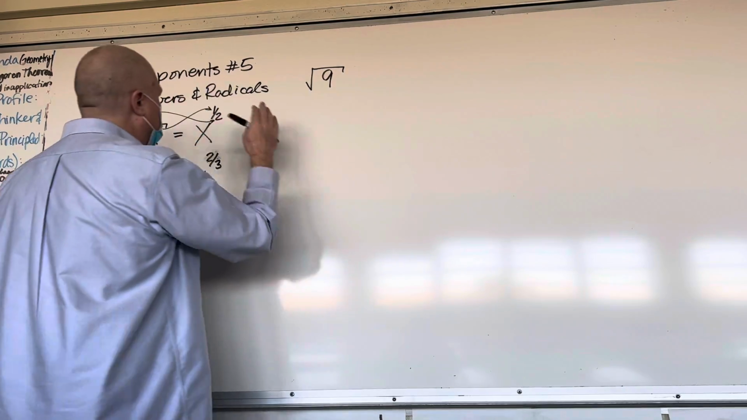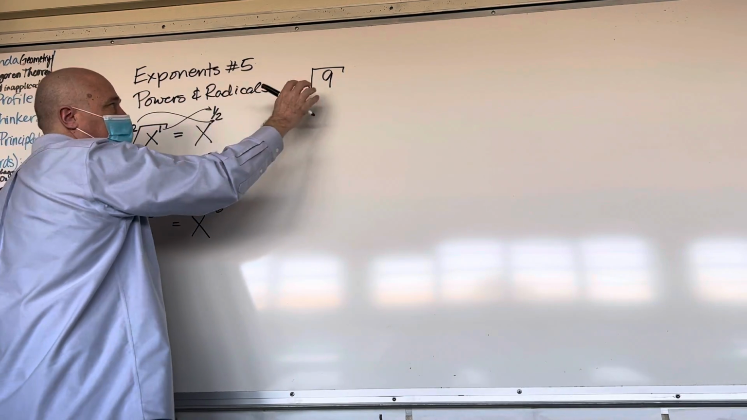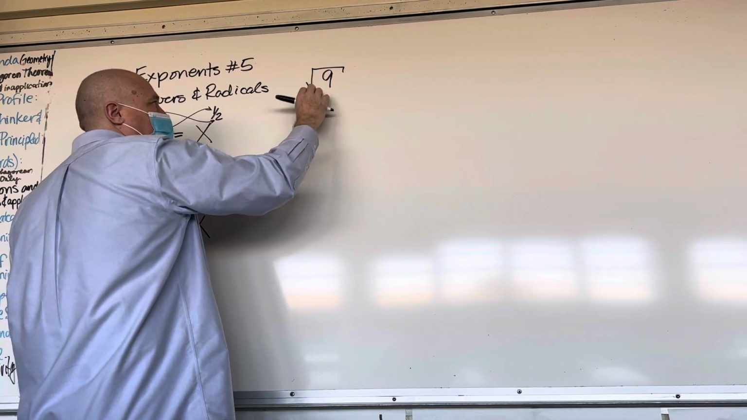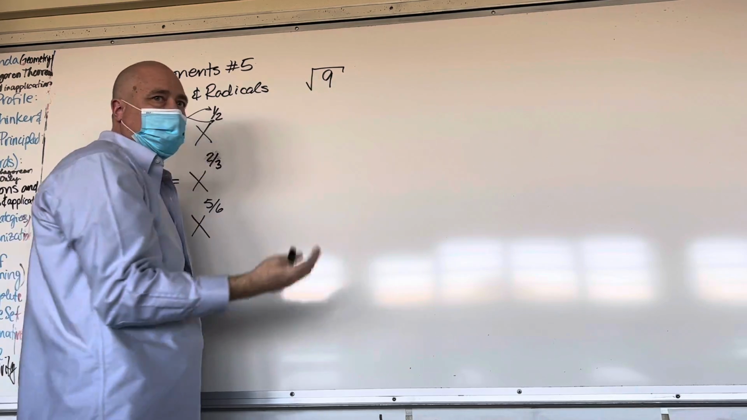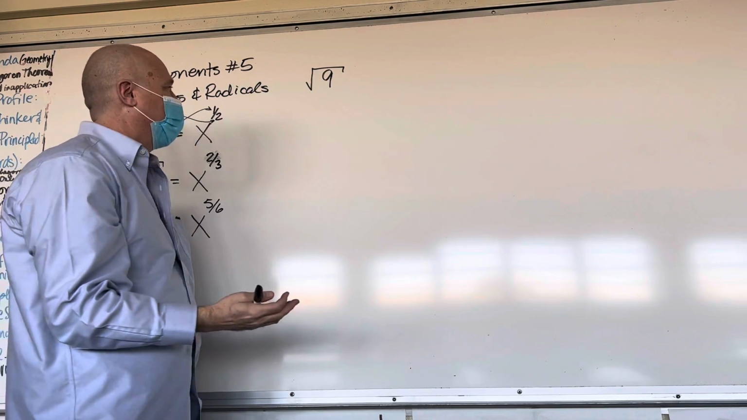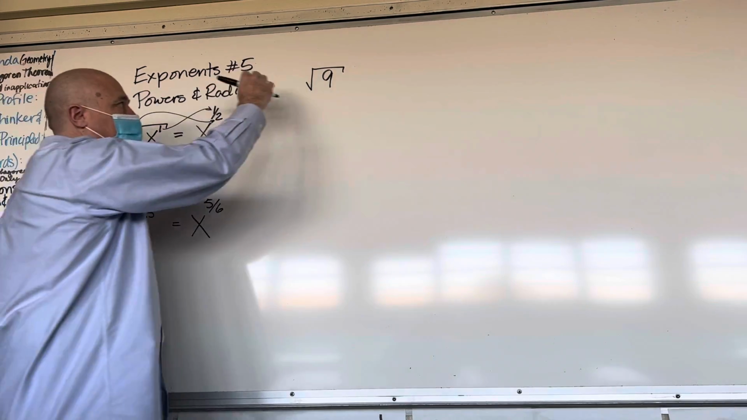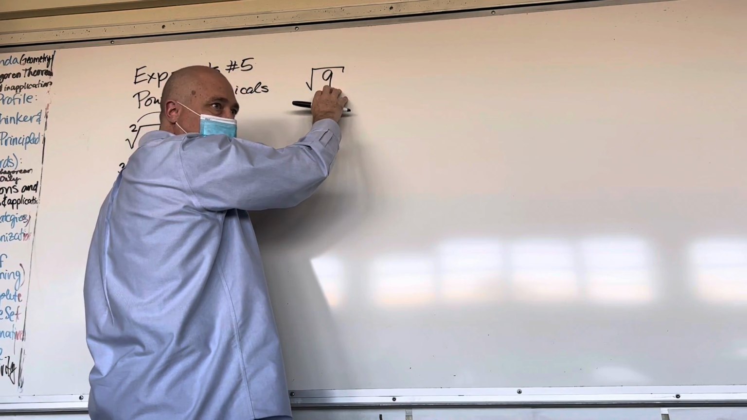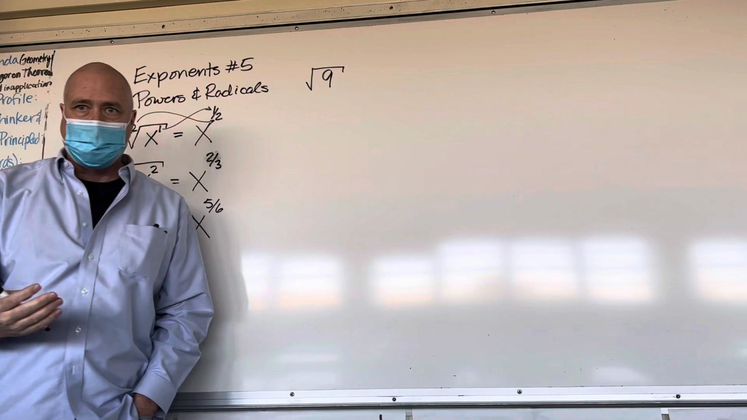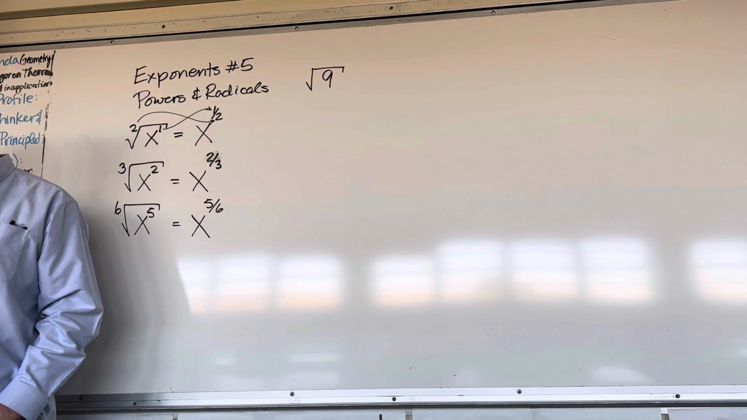Okay, another name for square root is radical. You can call this a radical symbol, a radical 9, or a square root 9. Those are both synonymous. You can say it either way. Are you thinking about what the square root of 9 is? Because this symbol tells you to do something with the 9 under the symbol. What is it asking you to find? What is square root of 9?